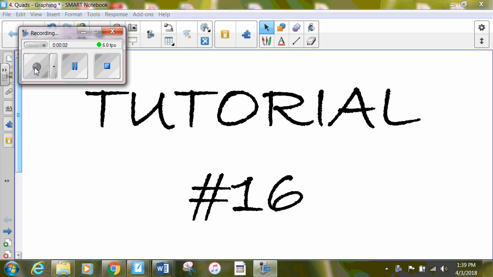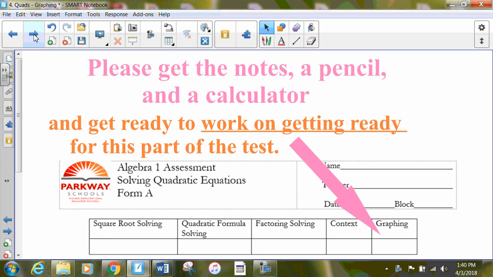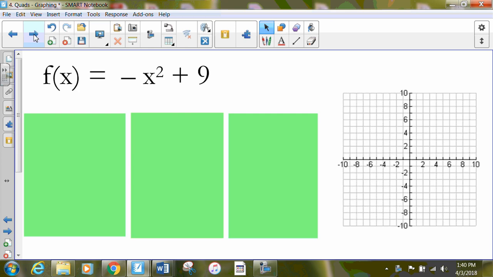Okay, here we go, tutorial number 16. This is going to feel like a review because while we are working on graphing quadratics, we have graphed quadratics before. So it shows up again in our quad unit, and we're going to repeat what we've learned before and what we've become good at. And then we're going to learn something new the next tutorial. But let's go ahead and review how to graph this type of quadratic.